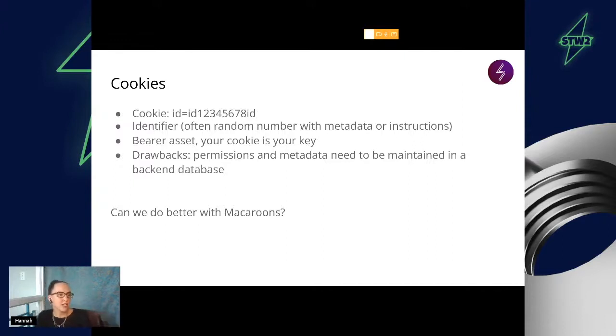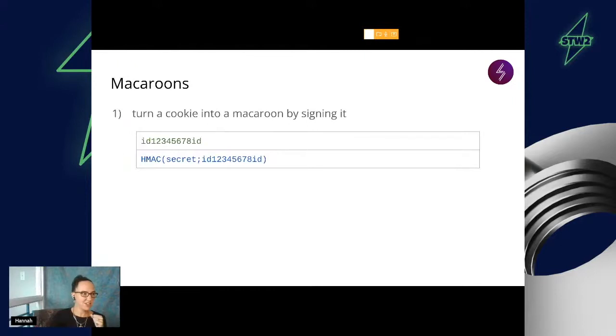The drawbacks are that permissions and metadata need to be maintained in a back-end database. So once you authenticate some user, you give them a cookie, you have to keep a record of all of what's going on. This cookie is maybe associated with this account, they're allowed to do this or that or the other thing. It's a lot of maintenance on the back end. And so can we do better with macaroons? Spoilers, yes we can. Here's how.